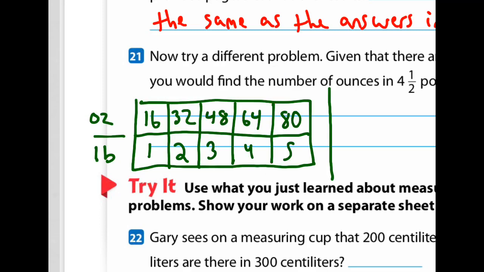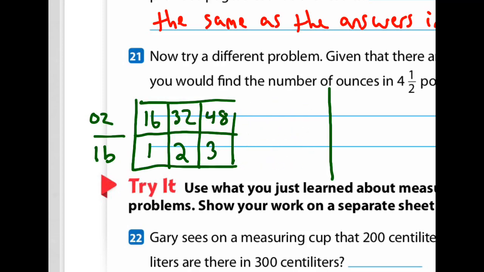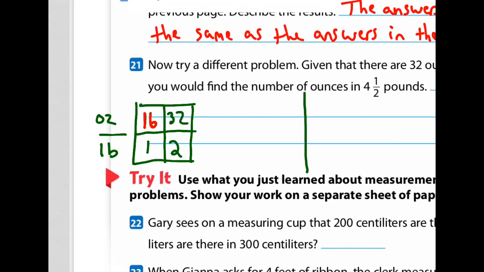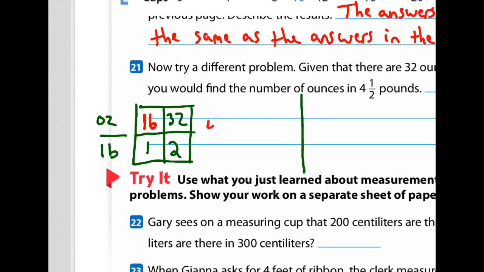Remember, you don't need to fill in a table if you find the unit rate. The unit rate, remember, is 16 ounces, and you could multiply that by any number of pounds to find the answer. So what I'm going to do is 4.5 pounds times the unit rate of 16. And guess what I get? I get 72, just like I did in the table.